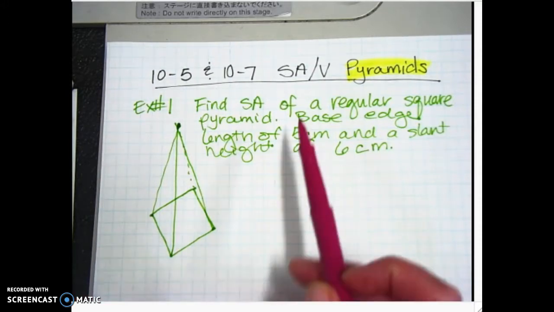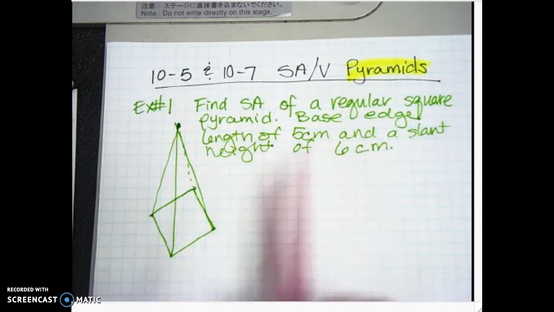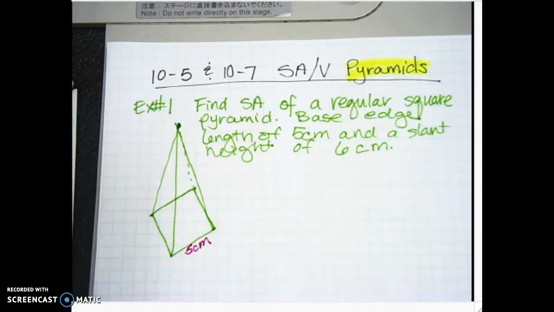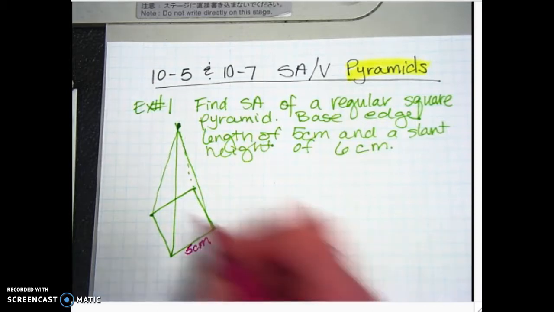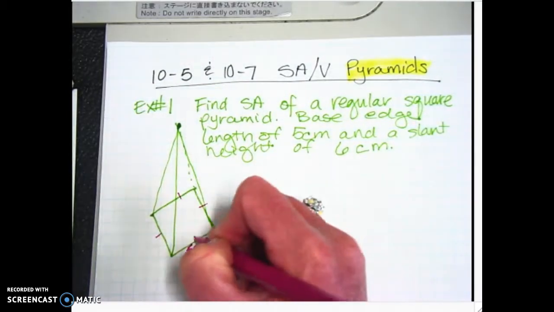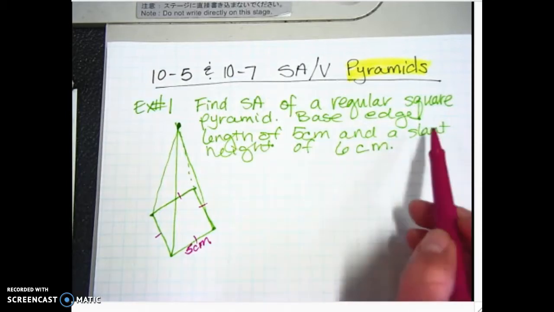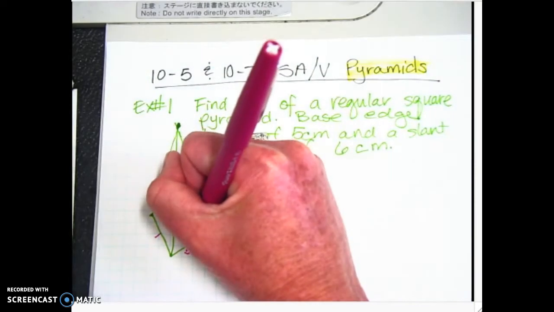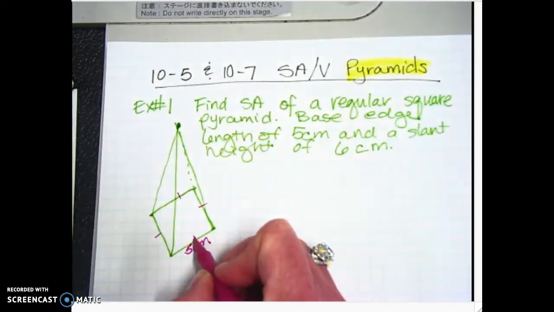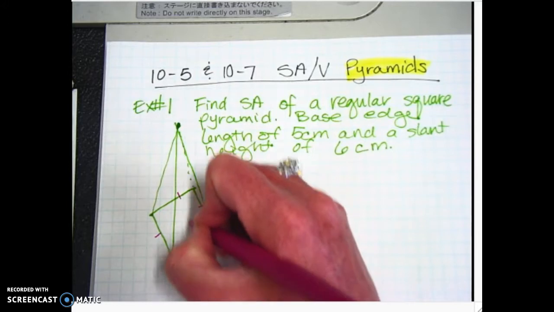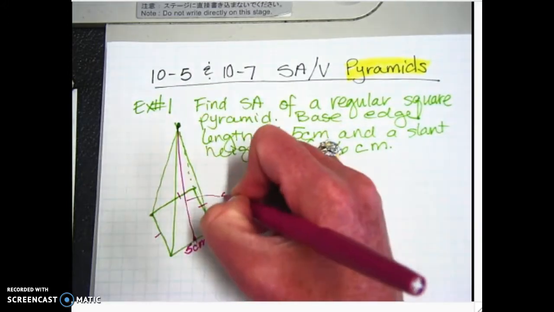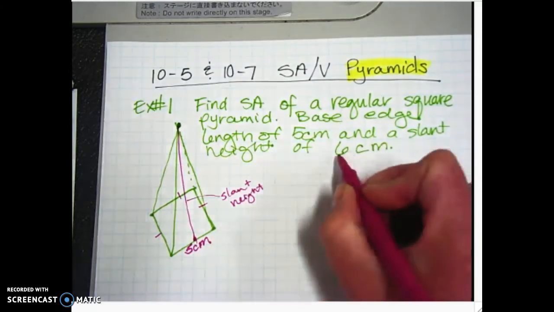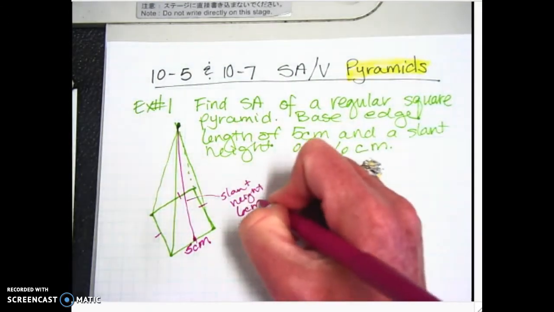Now let's fill in some measurements here. It says it has a base edge length of 5 centimeters. So we know that this is 5 centimeters, and it's a square. So guess what? They're all 5 centimeters, right? And then it has a slant height of 6 centimeters. So the slant height is going to go from the center of one of the sides up to the top here. That's our slant height. And it's, what did I say, 6? 6 centimeters.